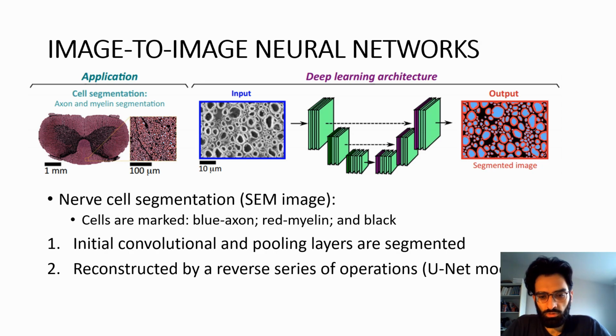And once they separate these layers, they reconstruct these images by using deep learning. In this one, it's called the UNet model. And once they successfully do it, they segment the cells in the image like the image to the right, the last image, which is called output. As you see here, the blue parts are the axon, the inside of cells, and the red parts are the myelin, which are like borders or the membrane of the cell, and the black region is the background.